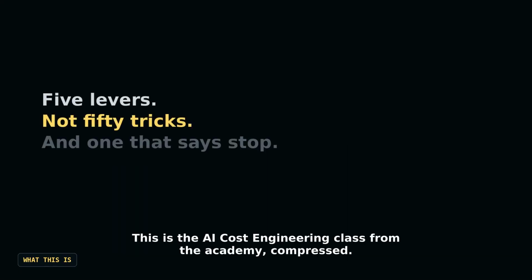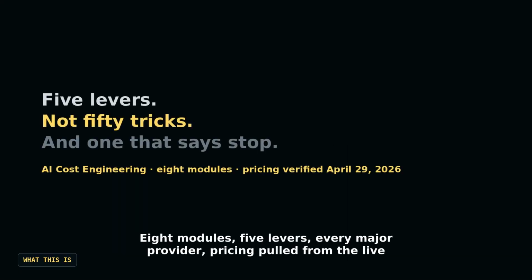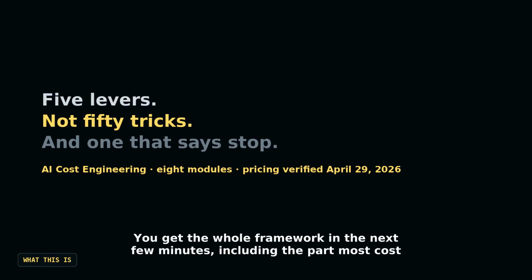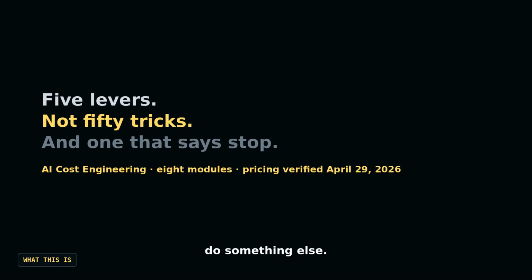This is the AI cost engineering class from the Academy, compressed. 8 modules, 5 levers, every major provider. Pricing pulled from the live provider docs on April 29th. You get the whole framework in the next few minutes, including the part most cost content leaves out, which is the lever that tells you to stop optimizing and go do something else.